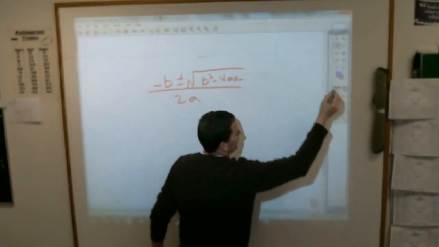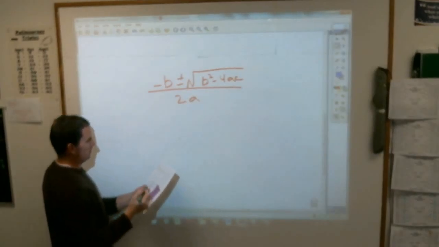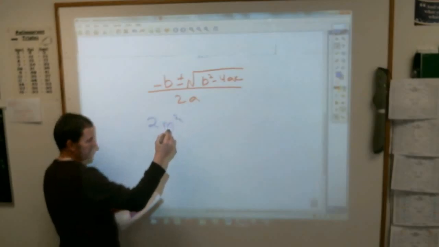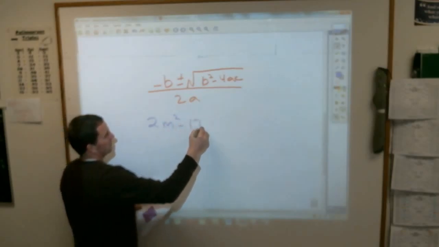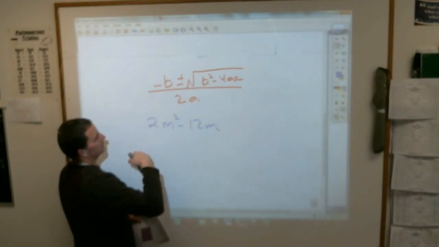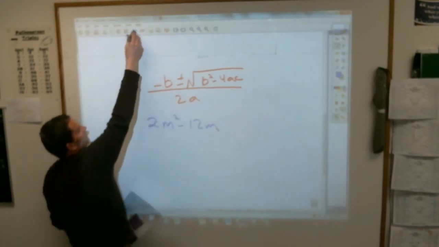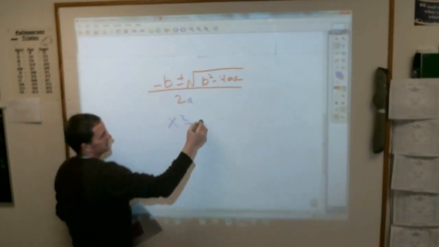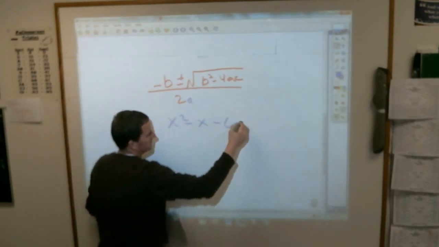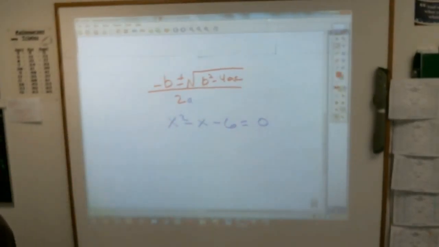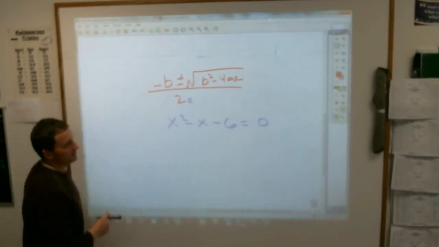Here is the quadratic that you're given. Let's say I'm given x squared minus x minus 6. Let's do this one first, because we know the answer to that should be 3 and negative 2, whatever it is.